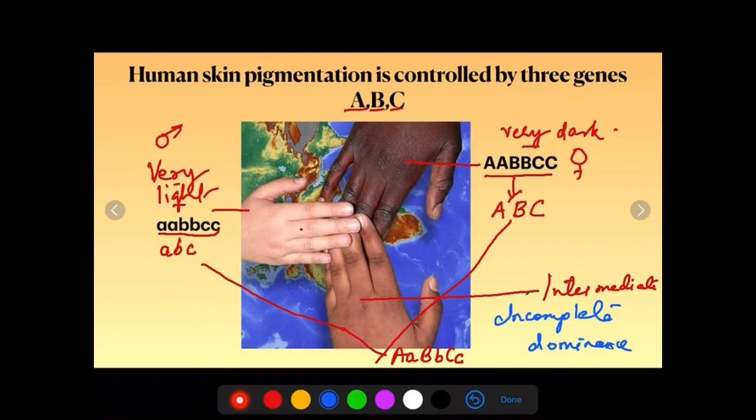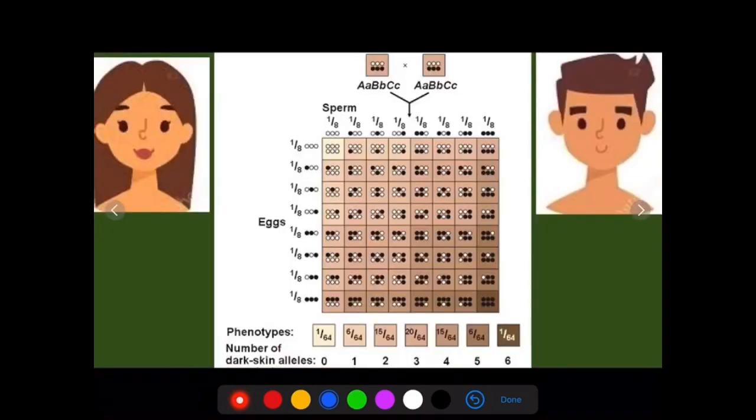Let us see what will be the result if both the parents are intermediate type. This is intermediate type. So we have seen in the previous cross, this is capital A, small a, capital B, small b, capital C, small c. Here it is the same case, and if there is a marriage between these two, you can see that these are the genotypes of the parents. Now the sperms formed can have any of these combinations. It is again probability. This Punnett square is showing the probability.